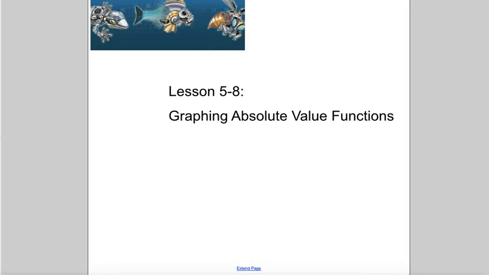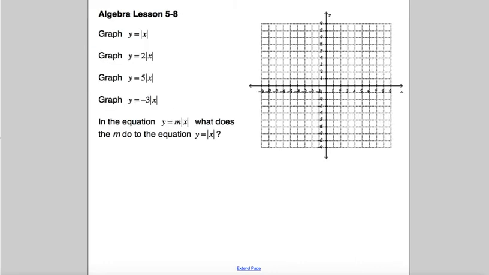Okay, today's lesson was about graphing absolute value functions, and I wanted to show you some cool things about graphing all functions. We started the day with a worksheet, and it had these type of equations. It asked us to graph y equals the absolute value of x, y equals 2 times the absolute value of x, 5 times the absolute value of x, and negative 3 times the absolute value of x. What we really wanted to know was, what does that number in front of the absolute value of x do? What does it do when you multiply a number by the absolute value of x?